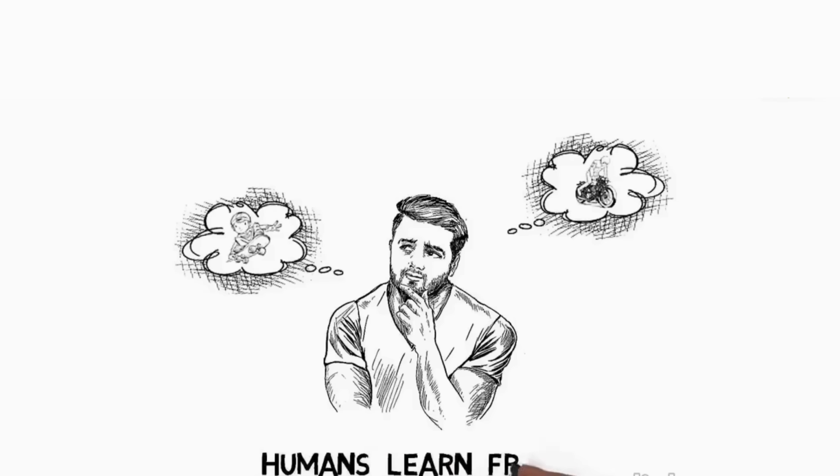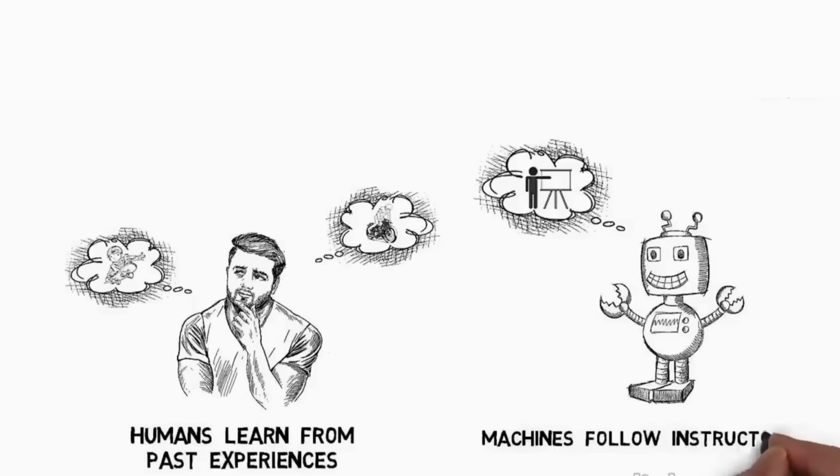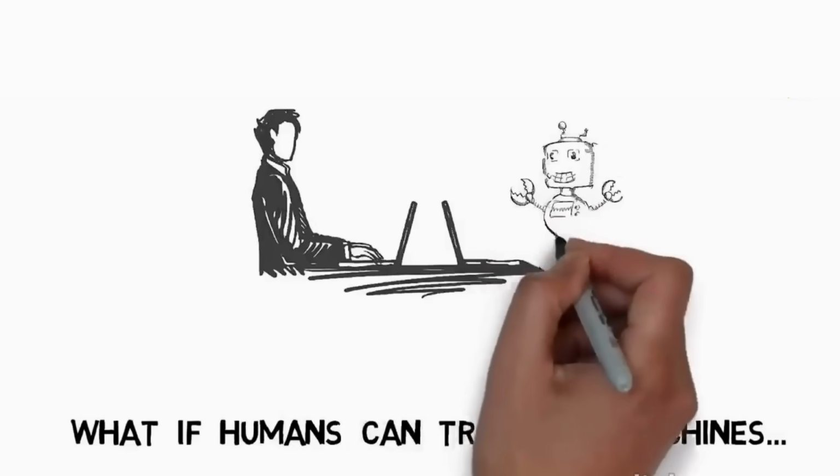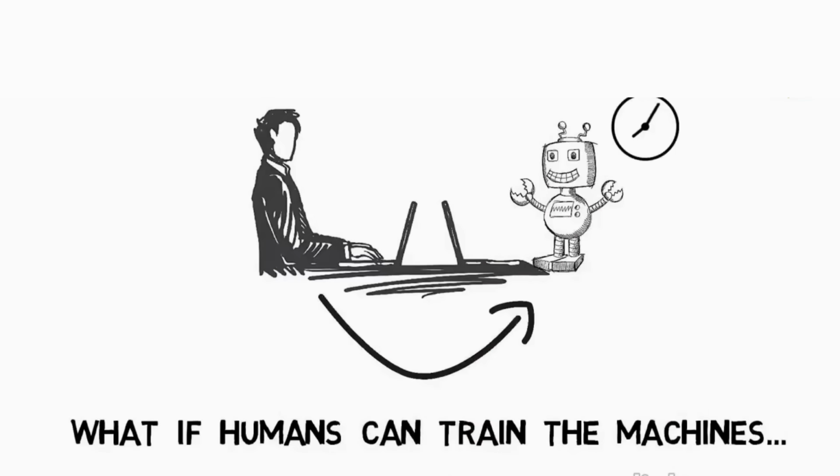What is machine learning? Let me explain in simple language. Humans learn from their past experiences and machines follow instructions given by humans. But what if humans can make machines learn from their past data, and much faster? This is what is called machine learning.